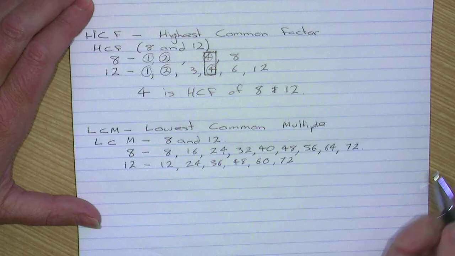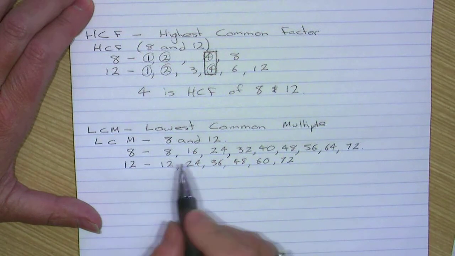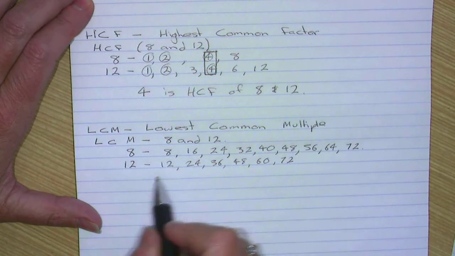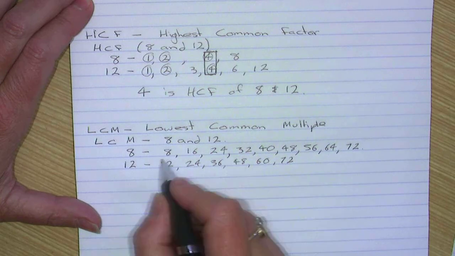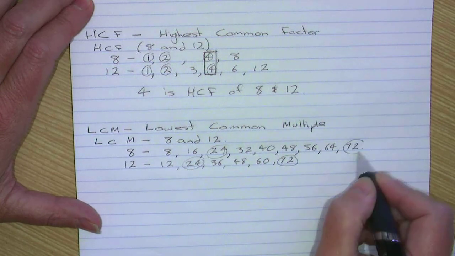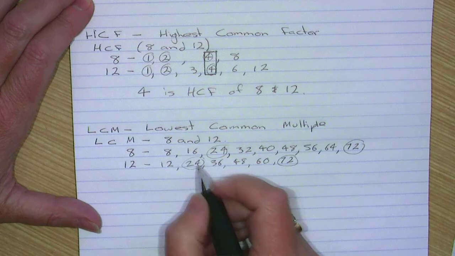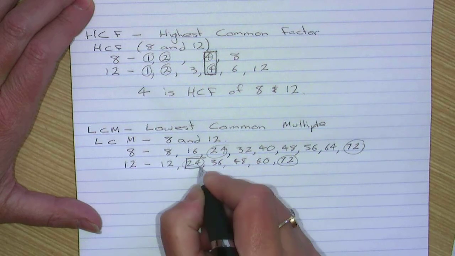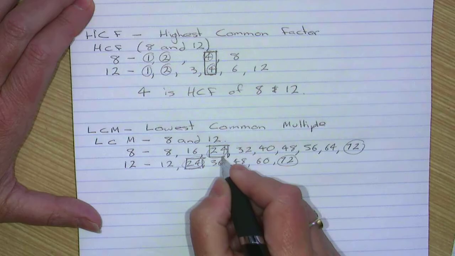Now you can go through this list pretty easily and see that these are all multiples. So we're looking for the common multiples. If we start from the beginning, 24 is common, 72 is common. But we're looking for the lowest number that is common and a multiple. So in this case, the lowest common multiple is 24. Okay, so that's one way of working out the lowest common multiple.